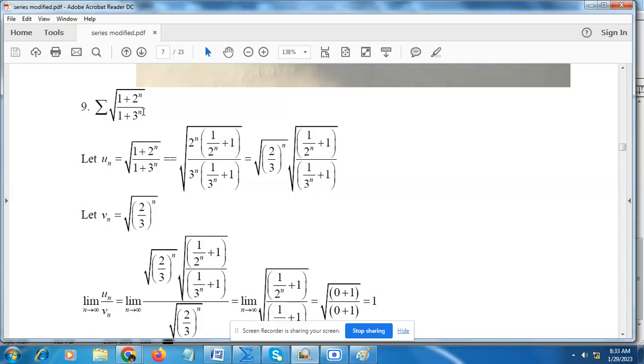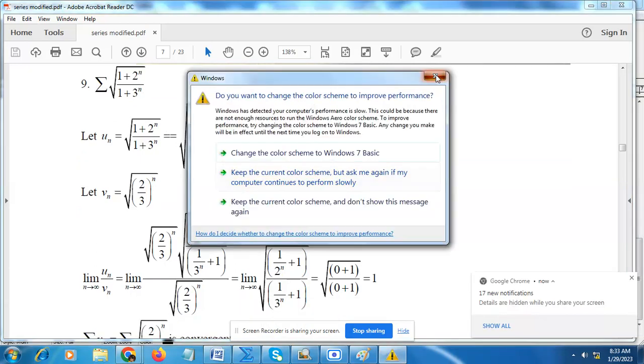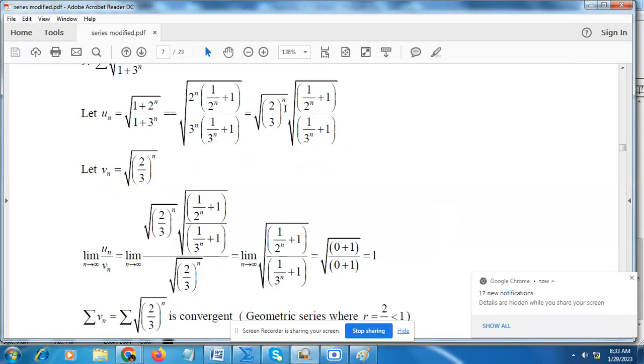Okay. 1 plus 2 power n by 1 plus 3 power n. Here also, simply take 2 power n in the numerator and 3 power n in the denominator. Okay. Then root 2 by 3 whole power n as Vn. It is in the form of r power n. That is a geometric series. Okay, no problem.